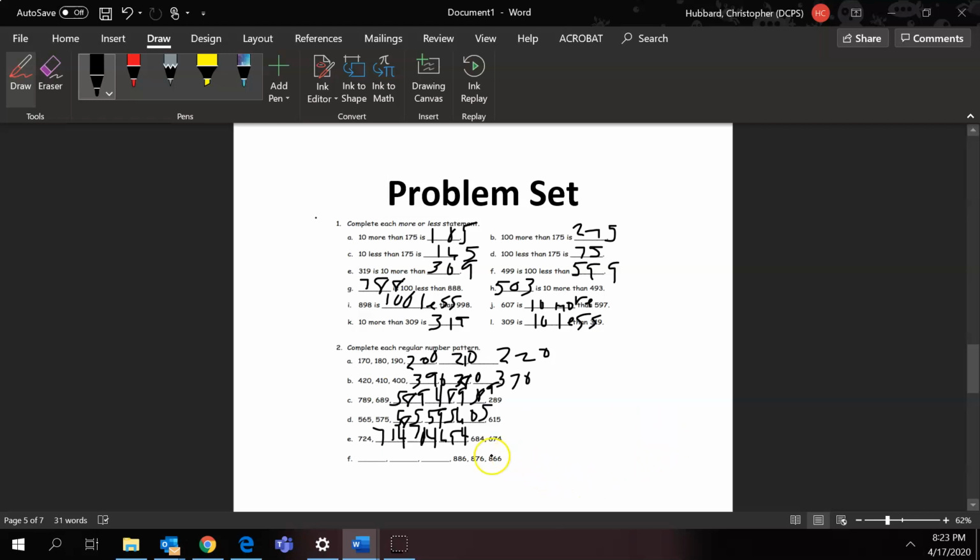Last one. Let's start over on this side again. 866, 876, 886, then it would be 896, 906, 916. I promise next time this will be neater. But these are the answers to the problem set.